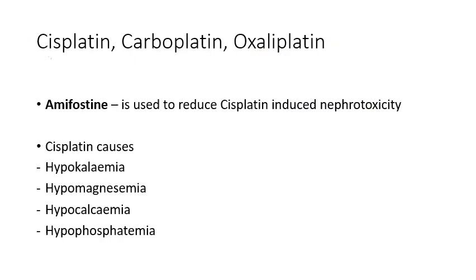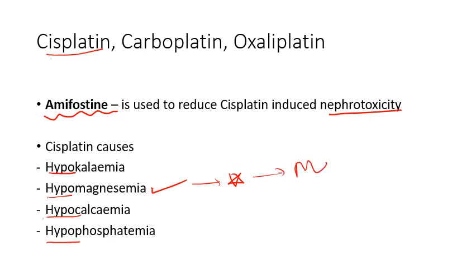A very important point about cisplatin, the nephrotoxicity of cisplatin can be decreased by giving the drug amifostine along with it. One more question that they may ask is, what electrolyte disturbances does giving cisplatin cause? You can remember that it causes all hypos, like hypokalemia, hypomagnesemia, hypocalcemia, and hypophosphatemia. Hypomagnesemia is an important one. They test it quite often. It basically causes magnesium wasting in kidney.